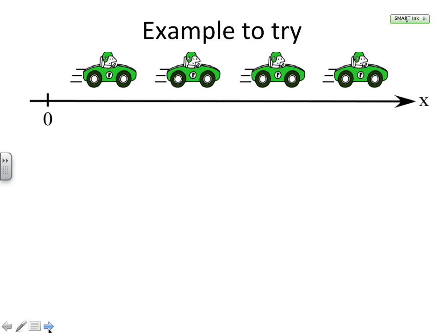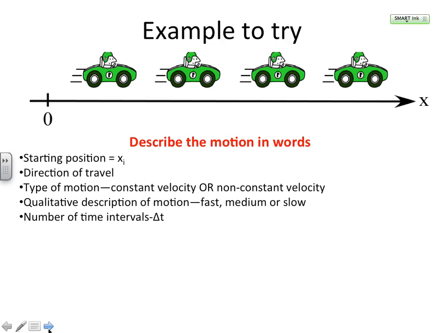So here's an example to try. And with each one of these examples, I want you to think about the description of motion in words. What is the starting position? What is the direction of travel? What is the type of motion? What is a qualitative description of motion? And what is the number of time intervals? So look at the picture.